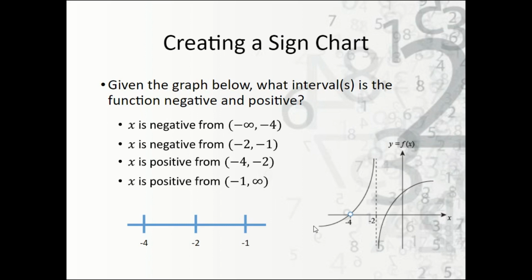So I was negative to start. So that negative goes here. Then it turned positive. So I put a positive here. Then on the other side of -2, I started negative and then turned positive. So it goes just like this. So this would be the sign chart that represents this.